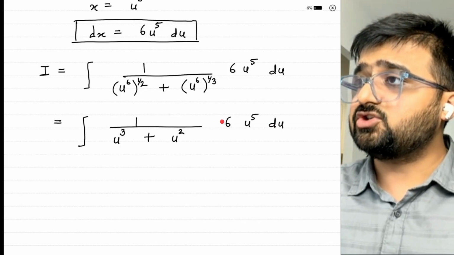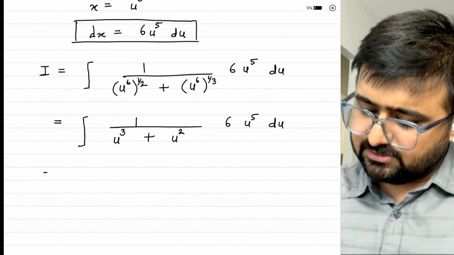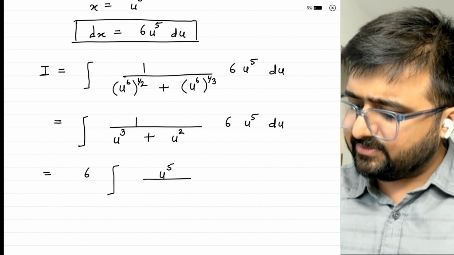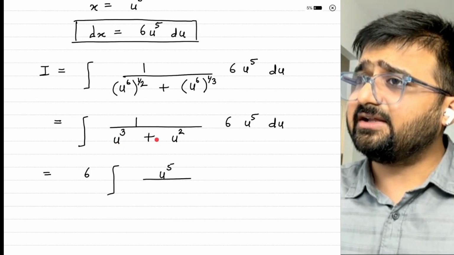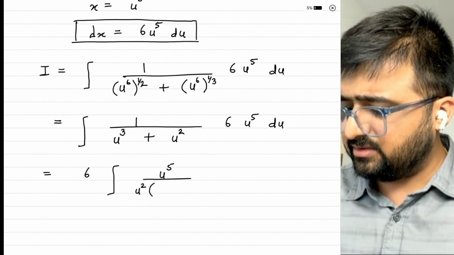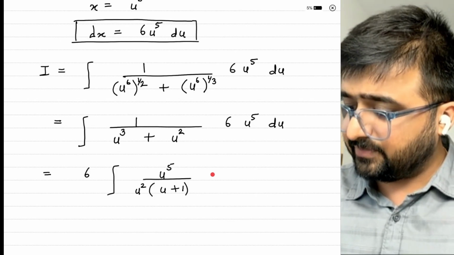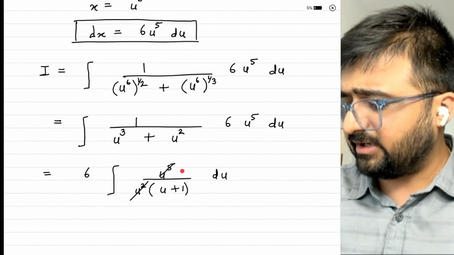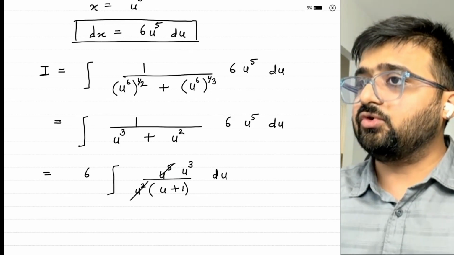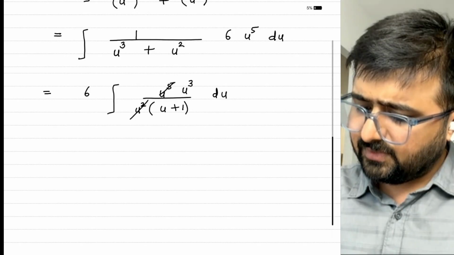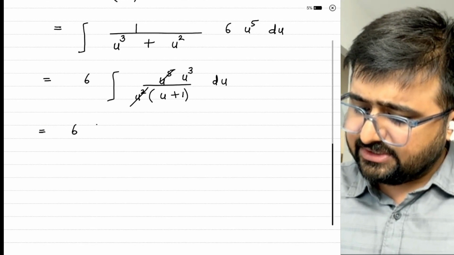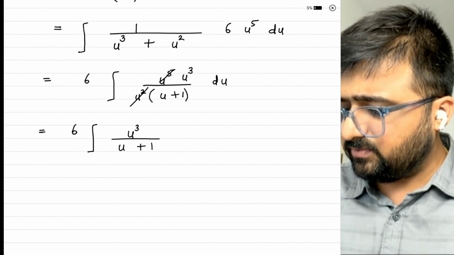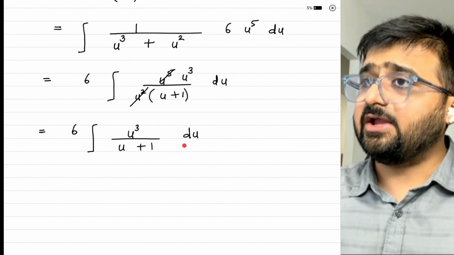Now that 6 is a constant and can be taken out of the integral, so you have 6 times the integral of u to the power 5 divided by, from the denominator just factor out u square, so you're left with u plus 1, and you just have du over here. This u square with u to the power 5 will cancel, and you will get u cube in the numerator. Now it is actually very easy to integrate at that point. I'll show you how. So we have u cube over u plus 1 du. I hope that makes sense.